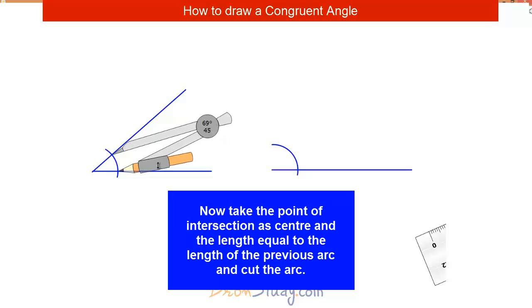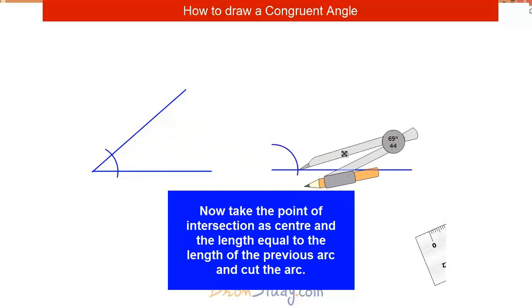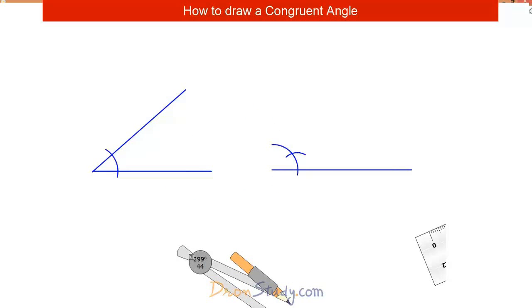This distance, and then taking this point of intersection as the center, draw an arc which is intersecting the previous arc. Now draw a line segment that passes through the end point where you have to draw a line segment to draw an angle, and it is passing through the point of intersection of these two arcs. So this angle and this angle will be congruent angles.